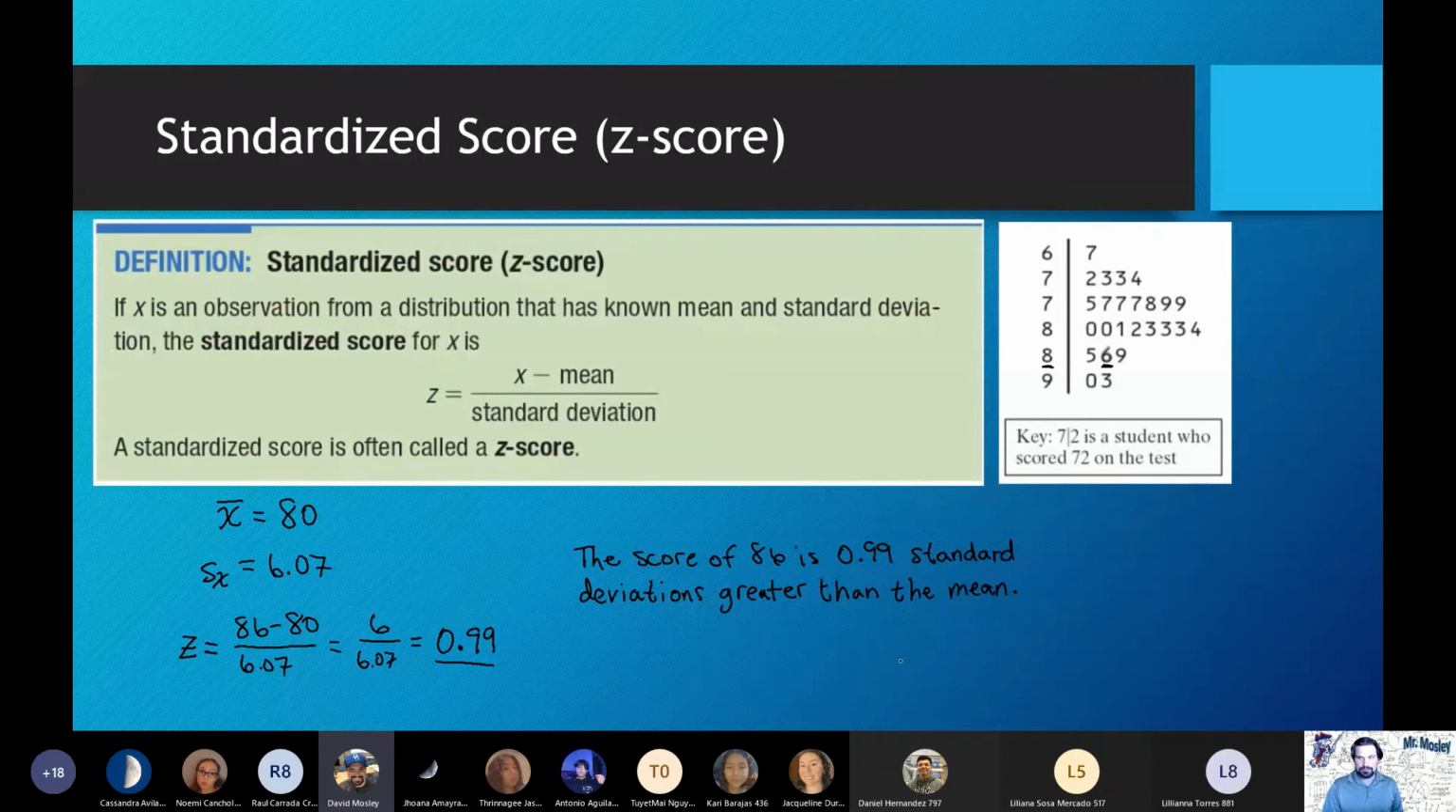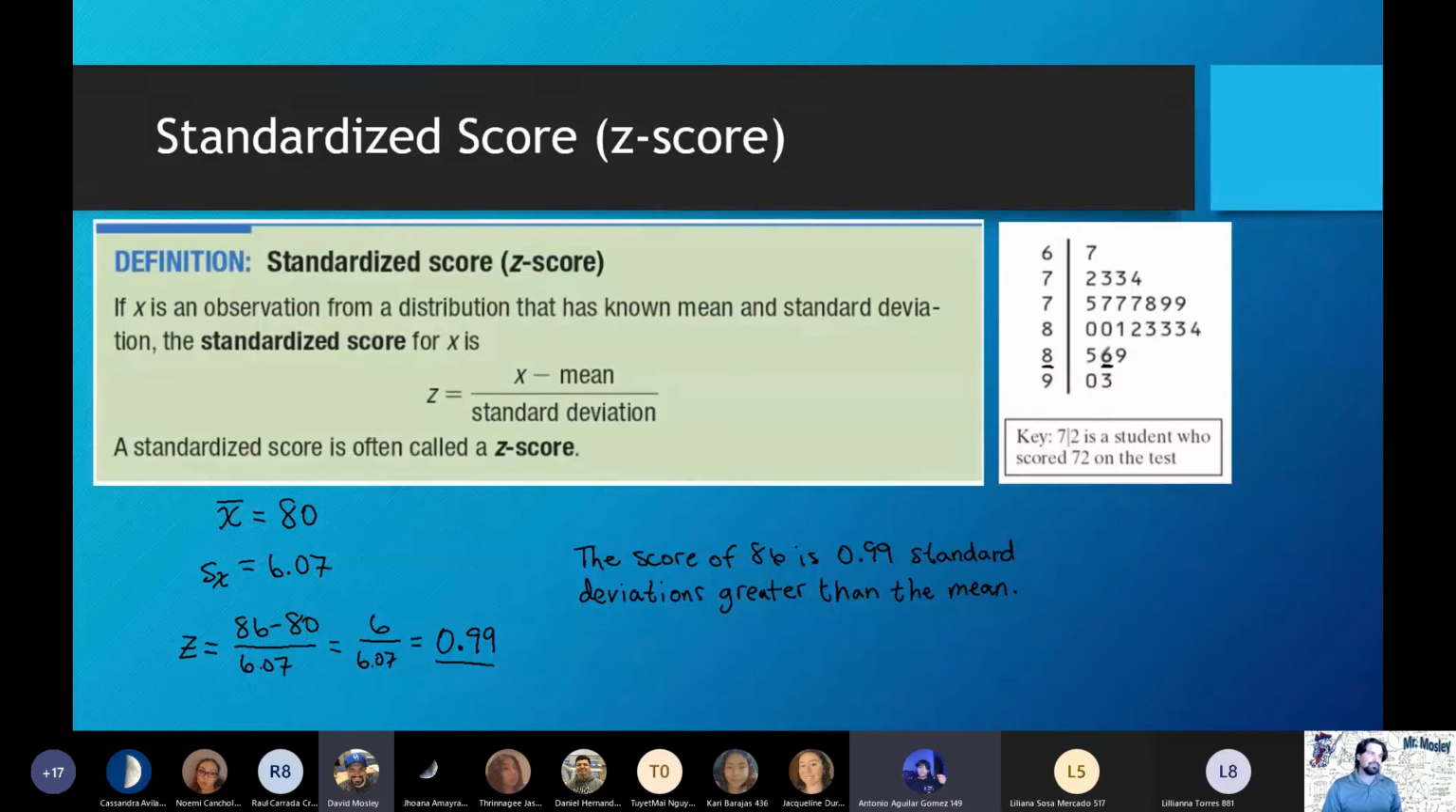Okay. What can I clarify for you? Does anyone need a moment to write anything down from this screen? Please raise your hand. Can you explain how you got the 6.07?